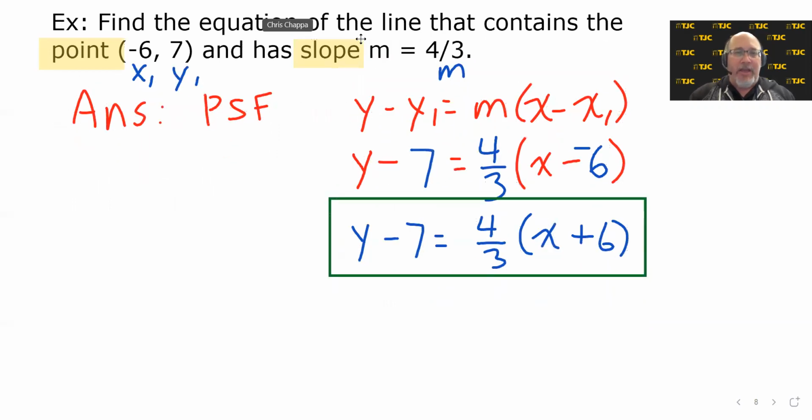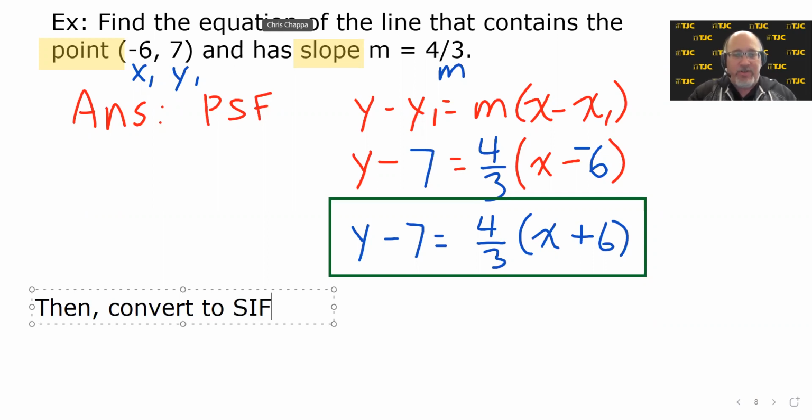But, and this is more common than not, in a homework question, you'll often be asked to then convert to slope-intercept form. And remember, slope-intercept form is the form y equals mx plus b. So if I wanted to convert this to slope-intercept form, I would simply have to distribute to get rid of the parentheses and then isolate the y, which in this case would mean adding 7 to both sides. So let's get this in slope-intercept form by first distributing the 4/3.